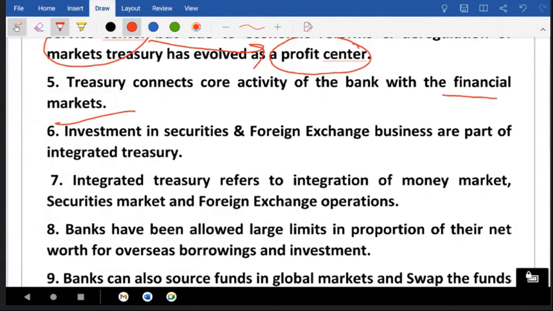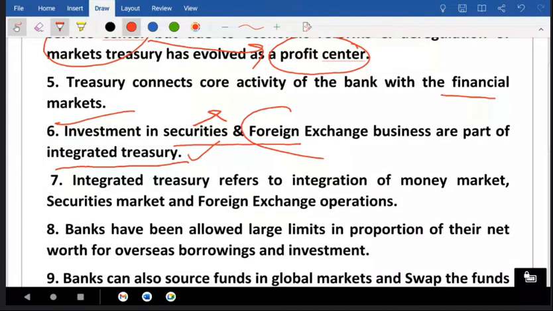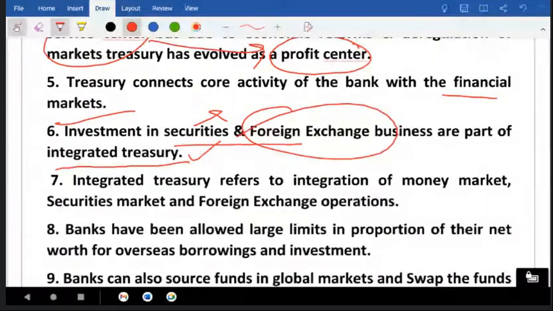Investment in securities and foreign exchange business are part of integrated treasury. This is very important. Integrated treasury means investment in securities and foreign exchange, because this has now become part of the activity as security and foreign exchange management. They are also investing in securities and foreign exchange, so that has become part of their business.